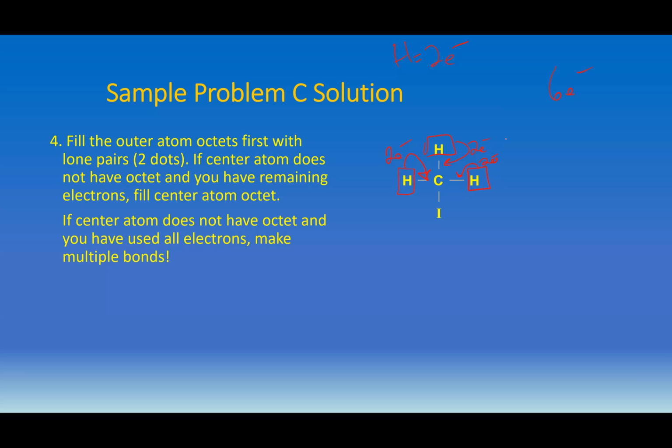And then right now, our iodine also only has 2 electrons in the bond. Now, unfortunately for iodine, that's not good enough. It wants a full octet. So what we're going to do next is take those 6 electrons we have left and add them around iodine until iodine has a full octet.